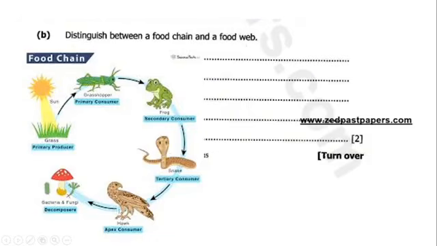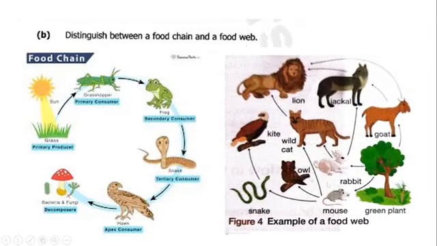Then you also have the next trophic level here, the tertiary or secondary consumer, which can also feed on what? On the snake. This is the heron, okay, which can also feed on the snake. So this is a food chain. Now we also need to know what a food web is. So this is a food web.